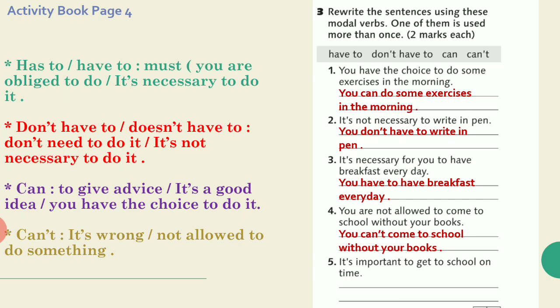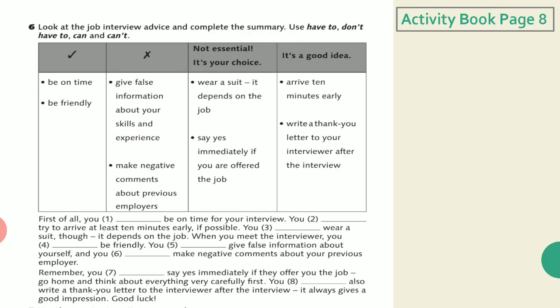And the last sentence, it is important to get to school on time. Again, we have the word important, which means that I must do something. So it will be you have to come to school on time. Let's move to activity book page 8.